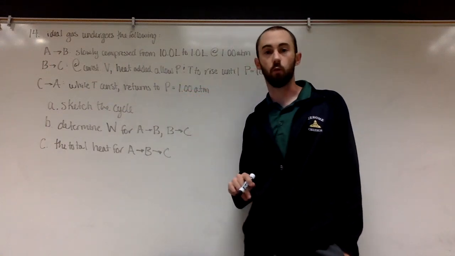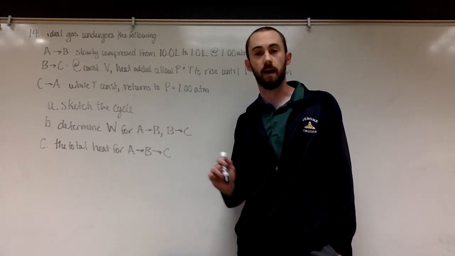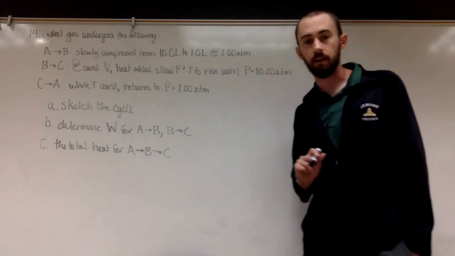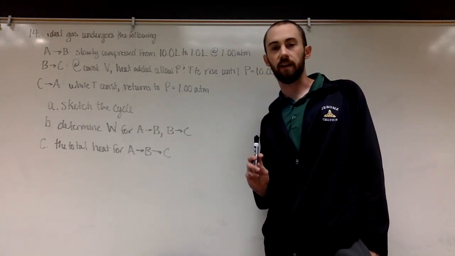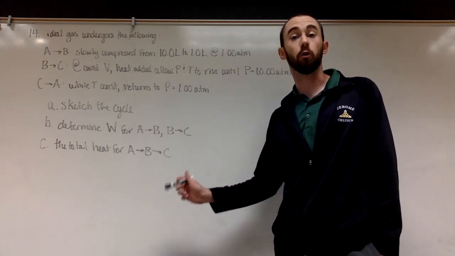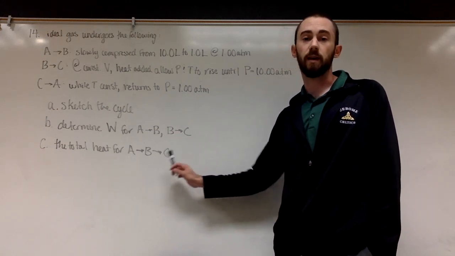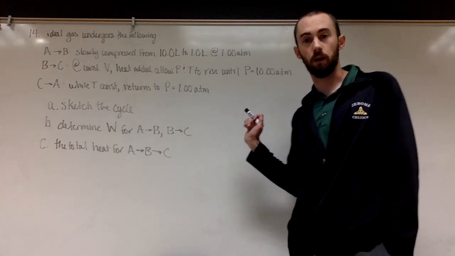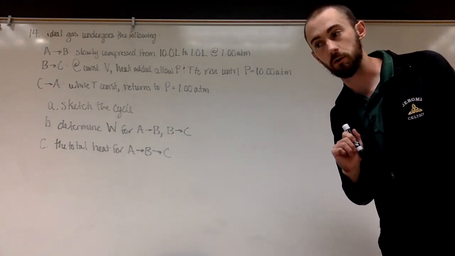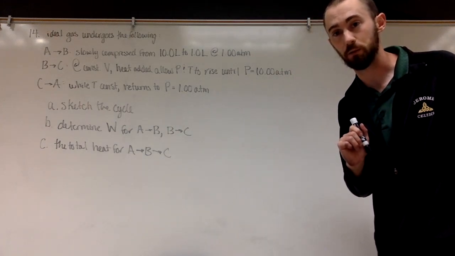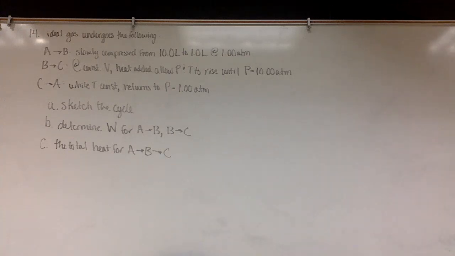What I want you guys to do for part A is sketch the cycle. For part B, determine the work done for A to B and B to C. And then at the end, you will have to find the heat for the process, the total heat added or removed from A to B to C. So that whole process combined. One thing I will warn you is you won't always get straight lines, so be aware of that.